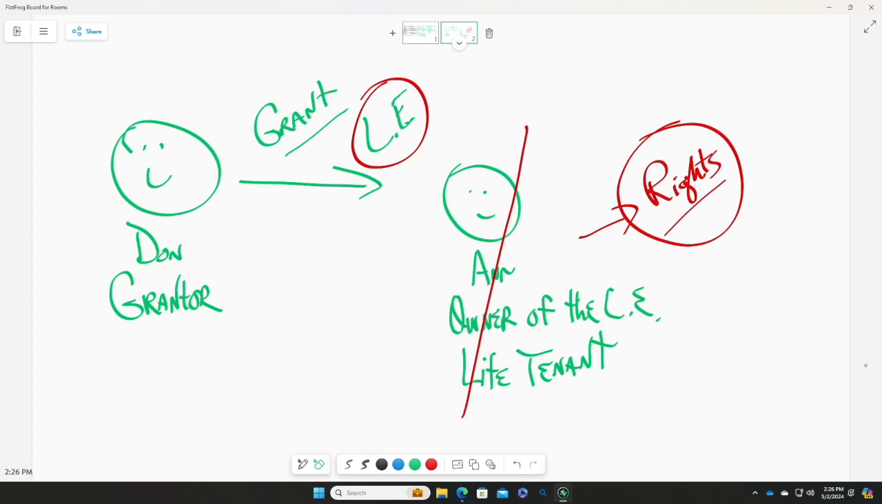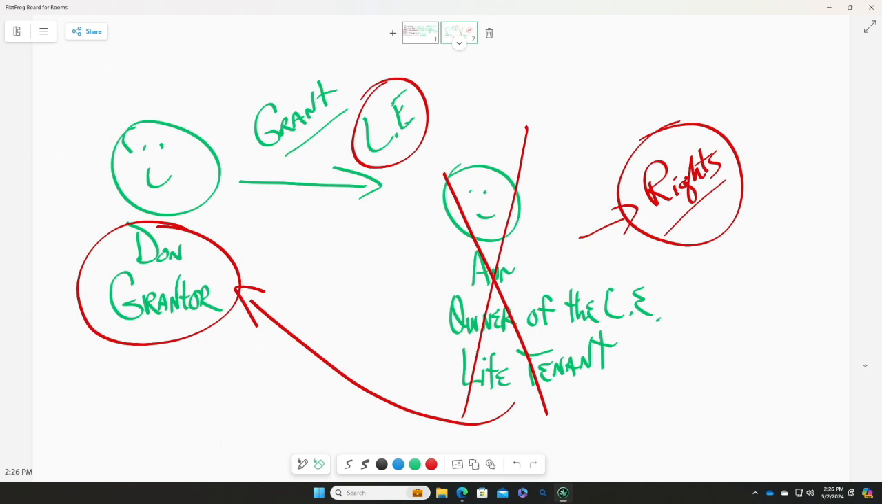So when Ann dies, in this simple, easy scenario, the property reverts back to Don, the grantor. Don't get hung up and say, well, what happens if Ann sold it to somebody? Well, when the life estate ends, it reverts back to the original grantor.